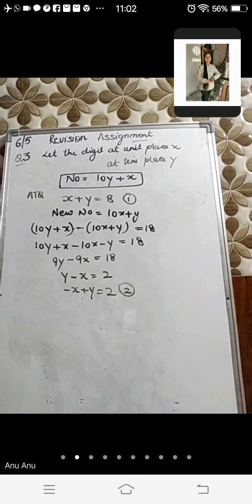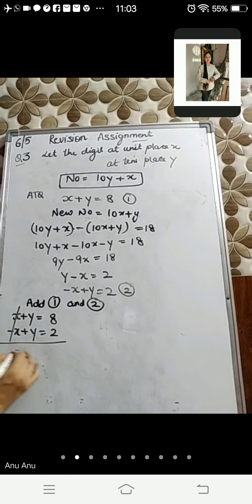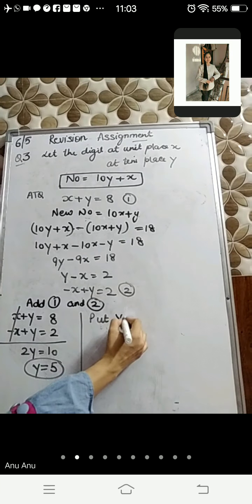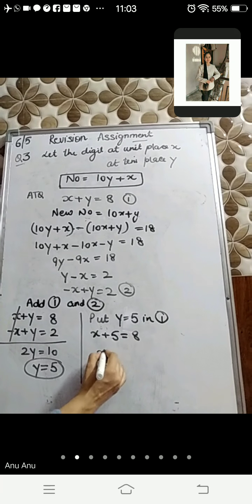Yes. What will you do? You will add or subtract. You can do anything, add or subtract, but it is better to add them. Add 1 and 2. x plus y is equal to 8, minus x plus y is equal to 2. This is 2y is equal to 10. y is equal to 5. Put y is equal to 5 in 1. x plus 5 is equal to 8. x is equal to 3.